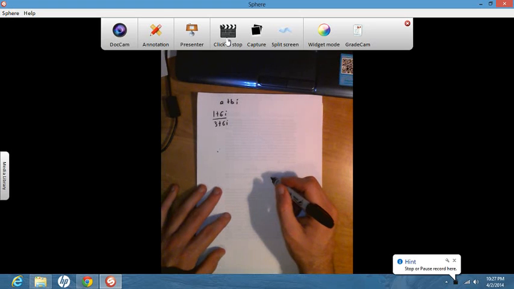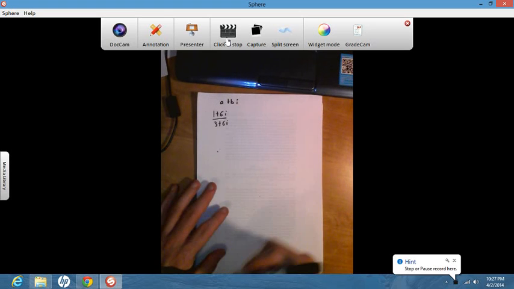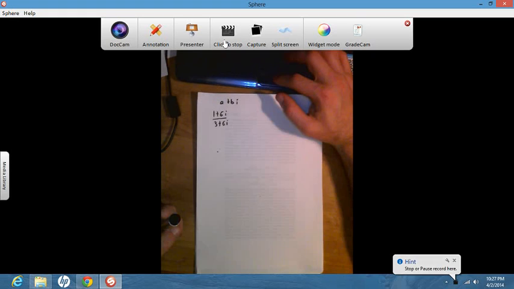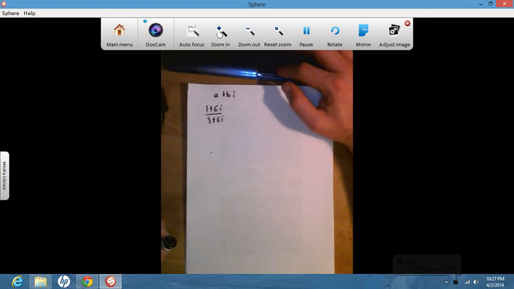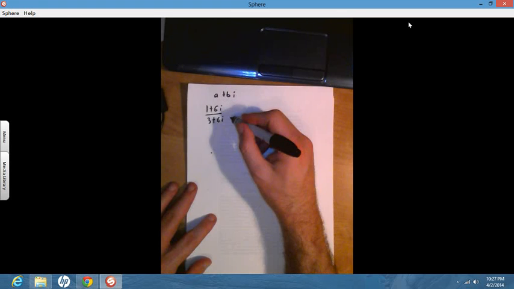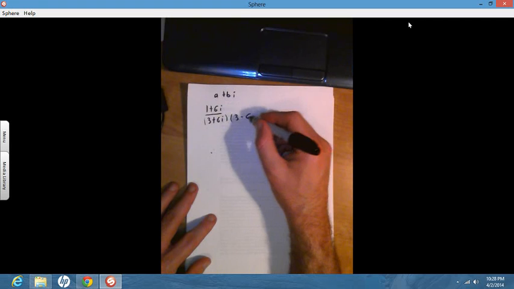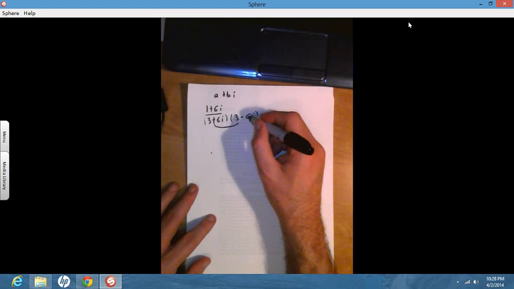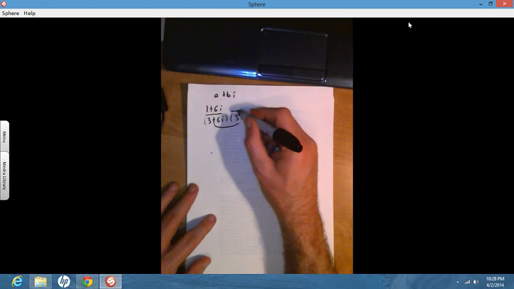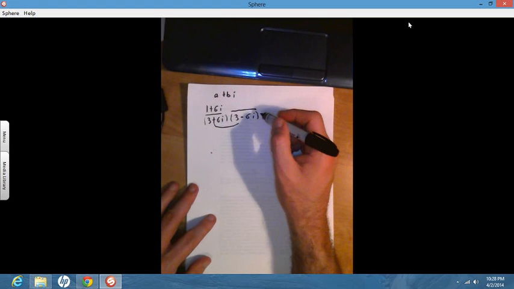Let me maybe zoom in a little bit here. All right. Okay, maybe that's a little bit easier to see. So the first thing that we're going to do is we're going to multiply the denominator by 3 minus 6i. Why? Because by flipping the sign, we multiply by the complex conjugate. It's going to get rid of the imaginary number in the denominator. And we're going to multiply the top also by 3 minus 6i.